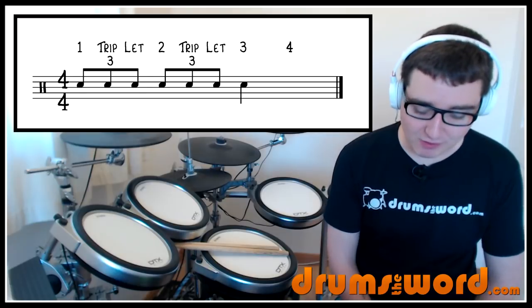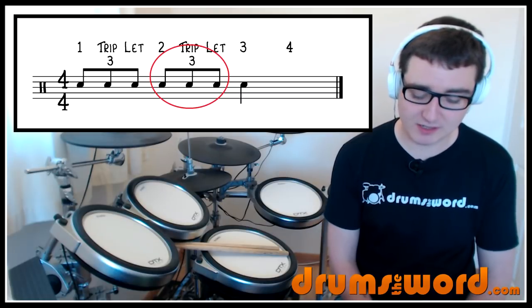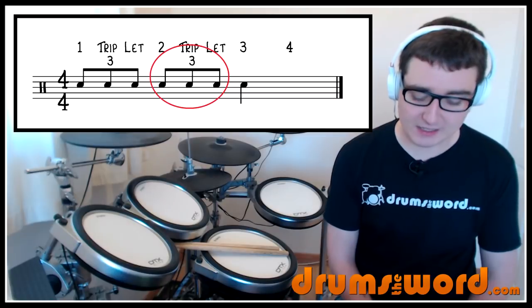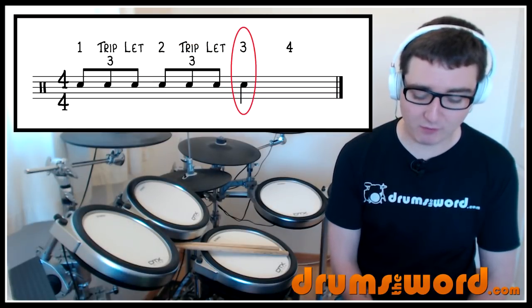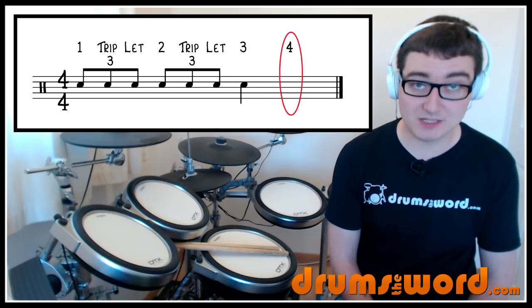If we read from left to right, the first beat contains three evenly spaced eighth note triplets. This means that the second grouping of eighth note triplets starts on and then fills the duration of beat two. As a consequence, this quarter note now falls on beat three of the bar and not beat four as we had in the previous example. This means that beat four is now empty.